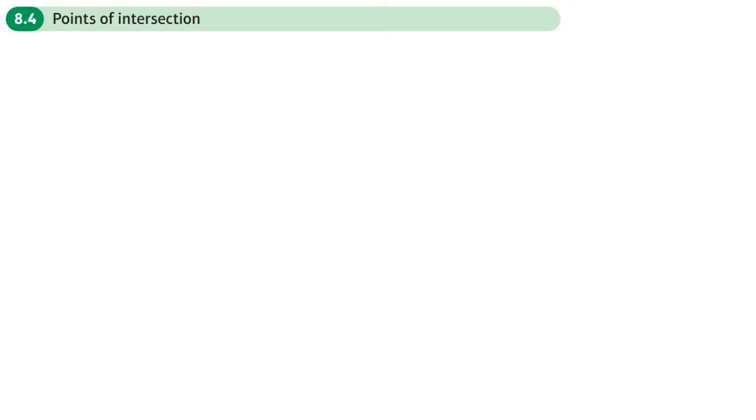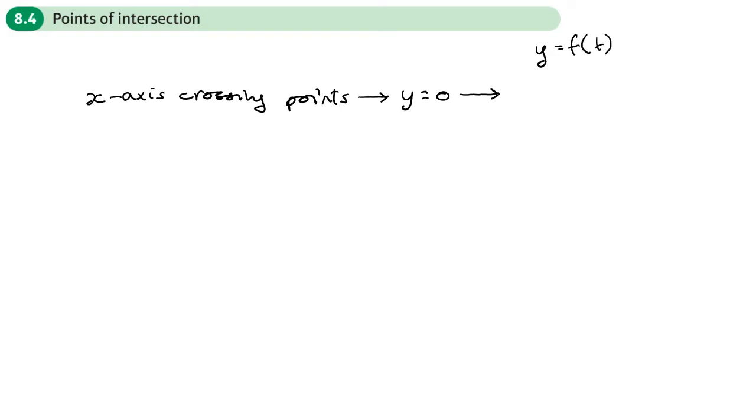This is the fourth section of the parametric equations chapter. This is to do with points of intersection, and basically all you need to remember is that if you want to find out where a graph crosses the x-axis, the x-axis crossing points, or the intersection with the x-axis, what you need to do is make y equal to 0. Normally, if you've got a parametric equation, let's say y equals some function of t, f of t, you just make that function of t equal to 0.